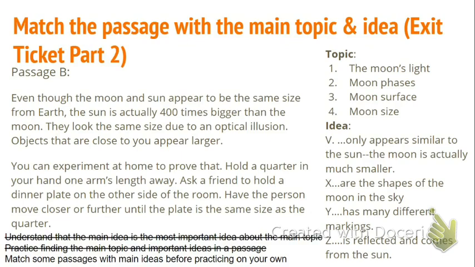What's the main topic? Is it the moon's light, the moon's phases, moon's surface, or moon's size? What's the idea that goes with that topic? Is it that the topic only appears similar to the sun? The moon is actually much smaller. The topic are the shapes of the moon in the sky. The topic has many different markings, or the topic is reflected and comes from the sun.